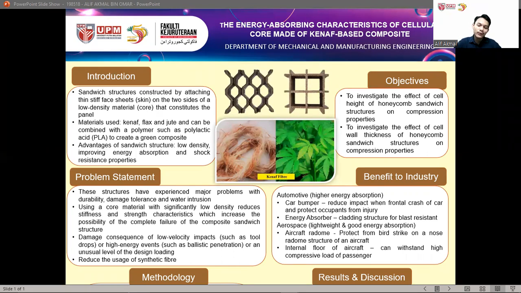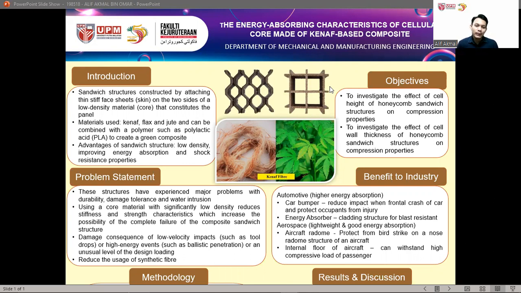So when we are talking about composite, composite is material that is composed of two or more distinguished or different elements. Basically, in a composite, we also have a technology we call a sandwich structure, which is currently being used because of a lot of advantages that we'll talk about after this. Okay, so back to the sandwich structure. A sandwich structure is constructed by attaching thin stiff face sheets, or we call it skin, on the two sides of the low density material, or we call it core, that constitutes the panel.